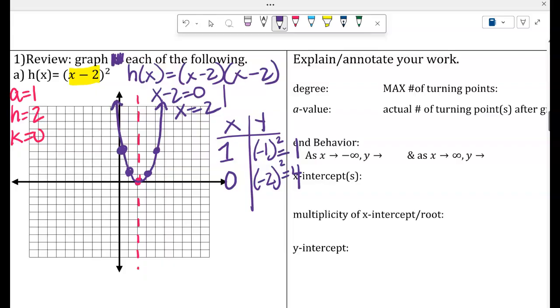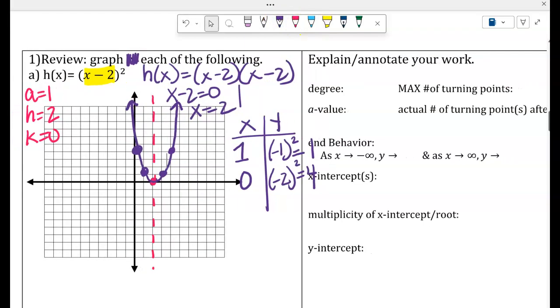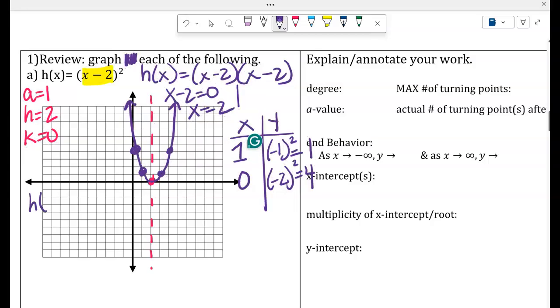Explain and annotate your work. What is your degree? So the degree is going to be, if we were to FOIL out, okay, so let's talk about what the degree is. If we take h of x equals (x minus 2) times (x minus 2) and we FOIL, that's going to be x squared, and then in the middle we have minus 2x, minus 2x. Negative 2 times negative 2 is positive 4.